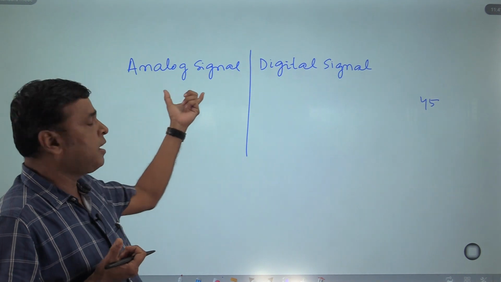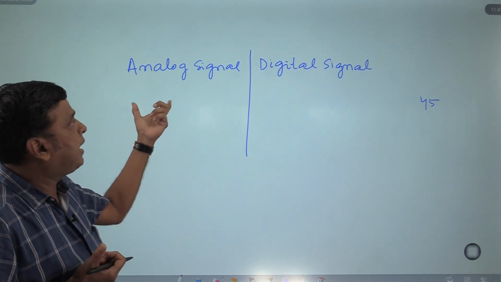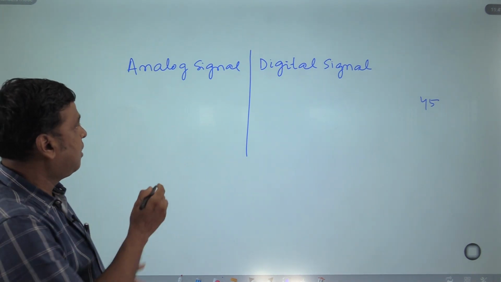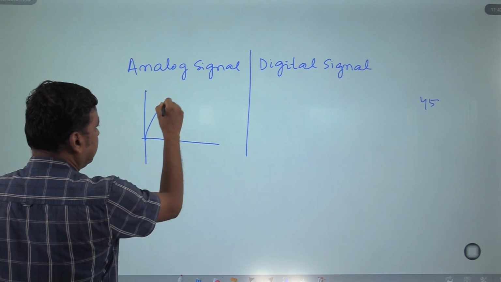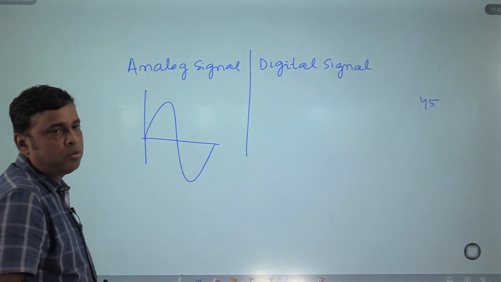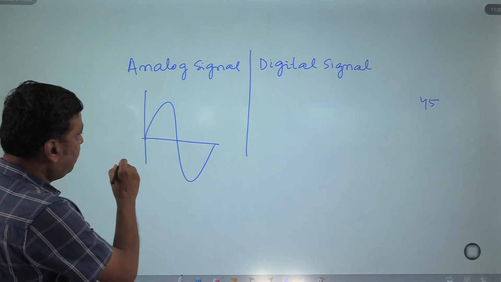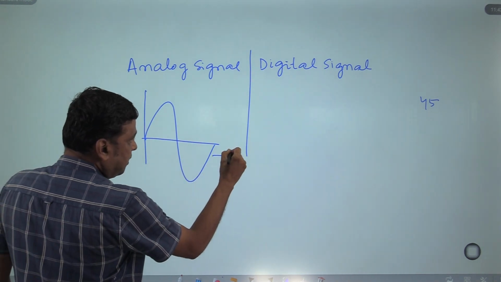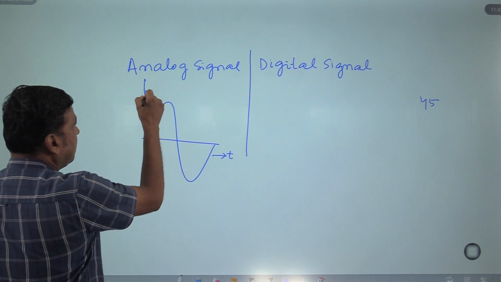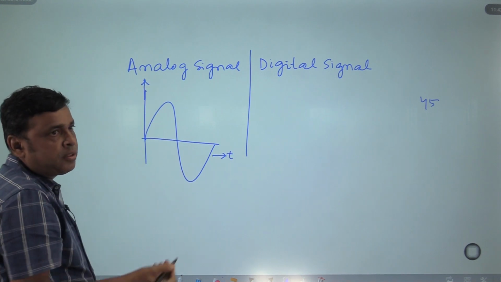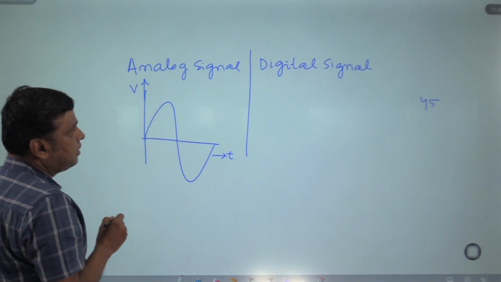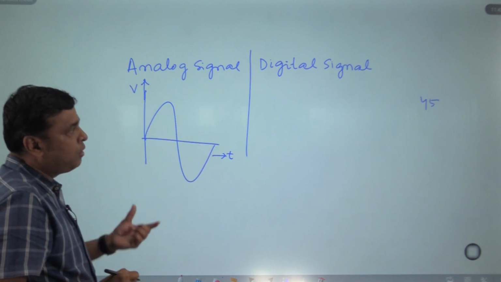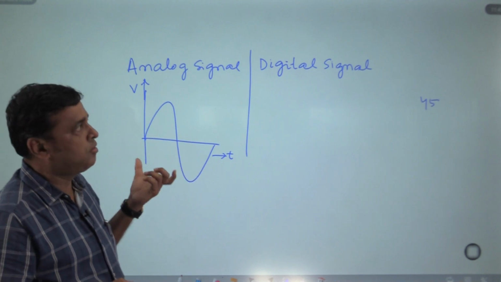So, what do you mean by analog signal? Analog means continuous time signal. Suppose it is a sinusoidal signal, we can say it is a continuous signal or analog signal. If the x axis is your time axis and the y axis you may take as voltage or current, suppose it is voltage, this sinusoidal signal we can say is an analog signal or a continuous signal.